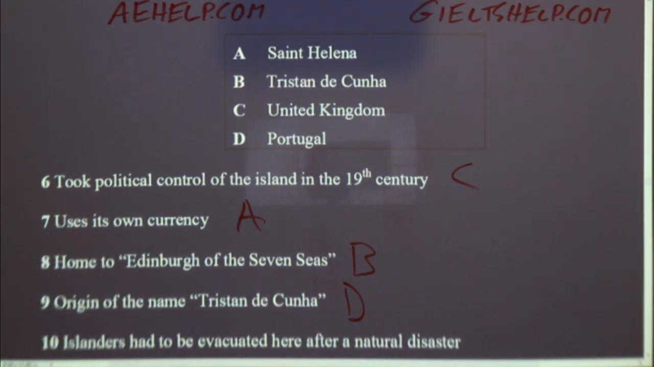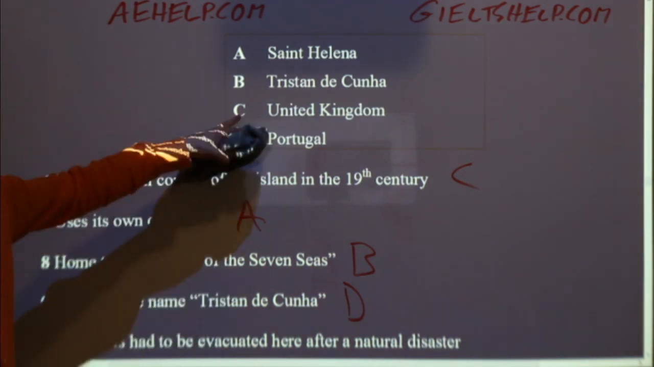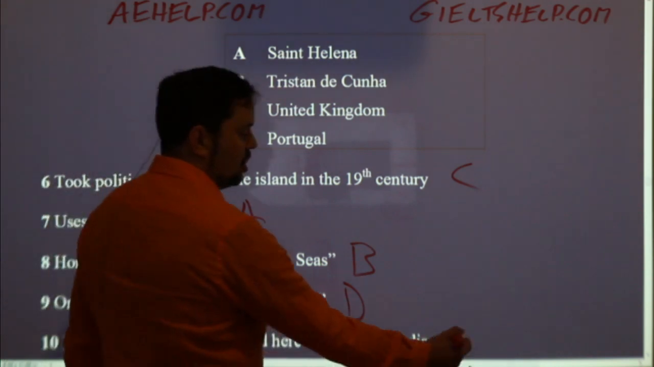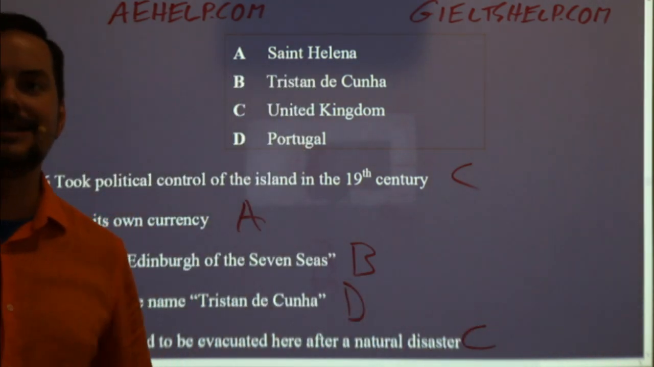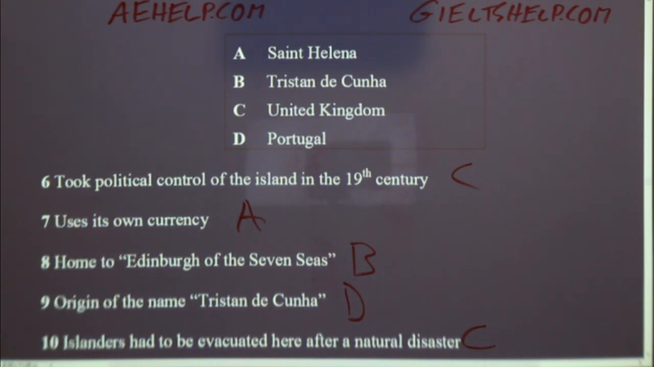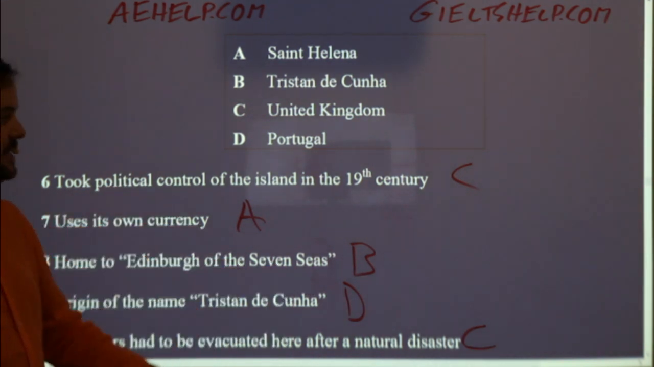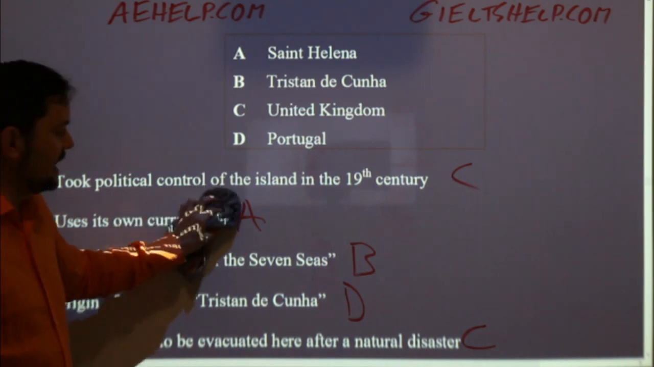Last one, number 10 at the bottom here. That's right, Zainal Abidin. It is C. Yeah, it was United Kingdom. It's a British colony now, so of course, if there's trouble, where do they go? They go to Britain. That's right, absolutely. So C, A, B, D, C should be the correct answers there.